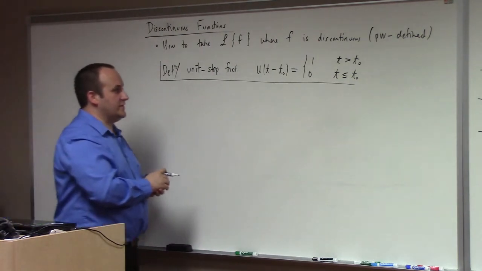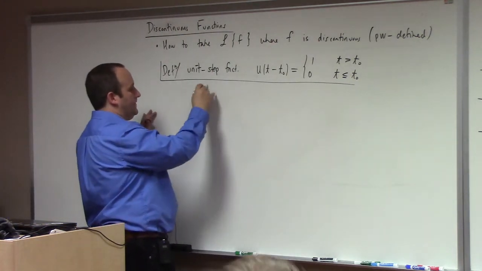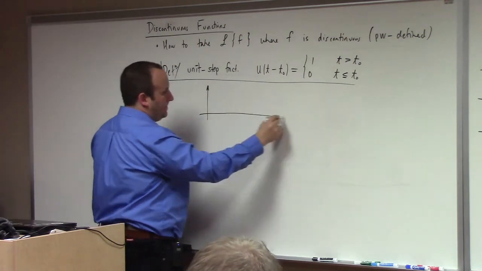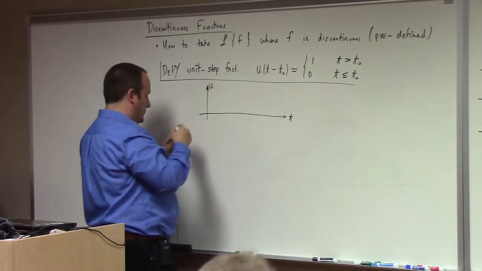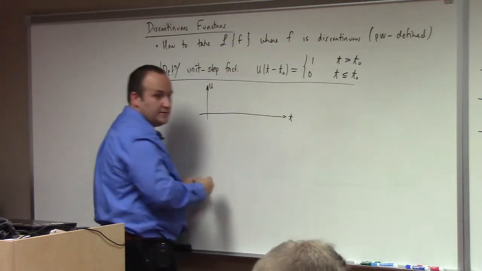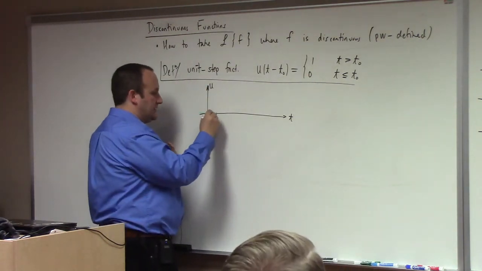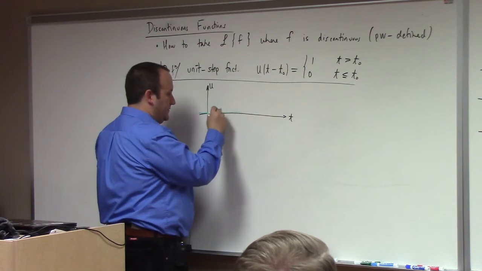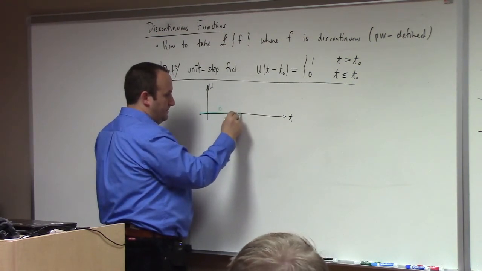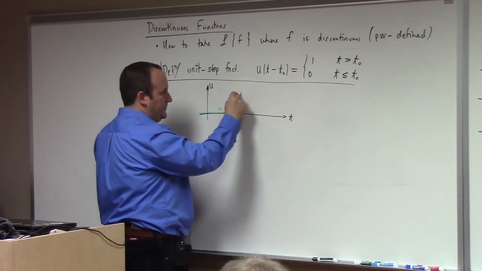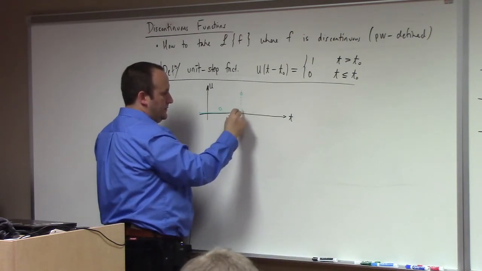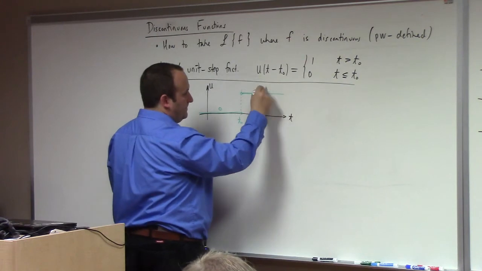What's the graph of this look like? Kind of boring, right? T, u, so it's 0, and then you hit t naught, and then it becomes 1.